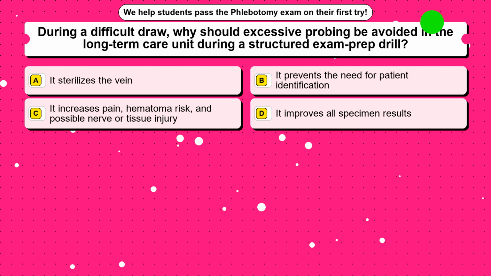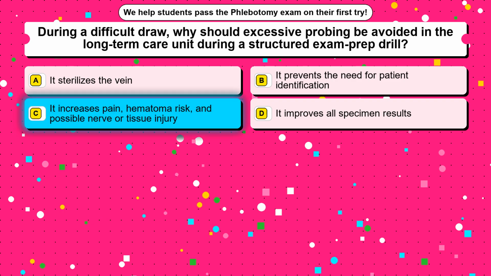Question 26. During a difficult draw, why should excessive probing be avoided in the long-term care unit during a structured exam prep drill? Option A. It sterilizes the vein. Option B. It prevents the need for patient identification. Option C. It increases pain, hematoma risk, and possible nerve or tissue injury. Option D. It improves all specimen results.